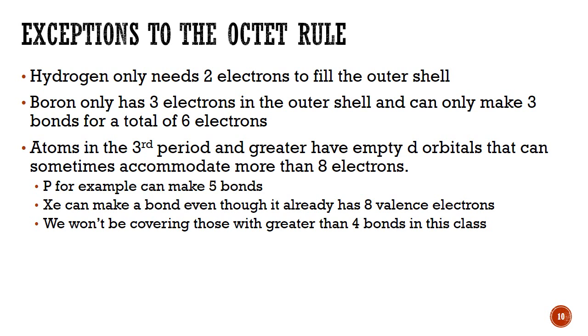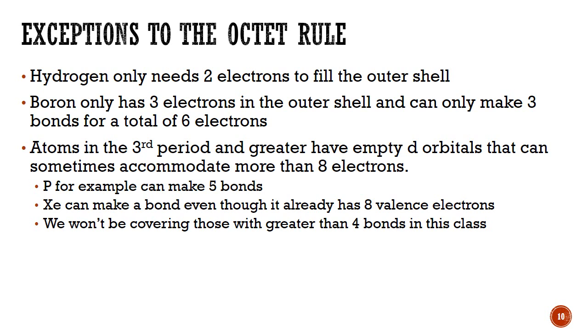Since hydrogen only needs 2 electrons to fill its outer shell, again, it's only going to make 1 bond because it only needs 2 electrons. Boron is a little bit unusual. It only has 3 electrons, so it can only make 3 bonds. It's only really going to have 6 electrons when it forms its molecule. Now, it does have some other conditions where it might accept other electrons in some other way, but as a straight molecule, boron will only have 6 electrons.